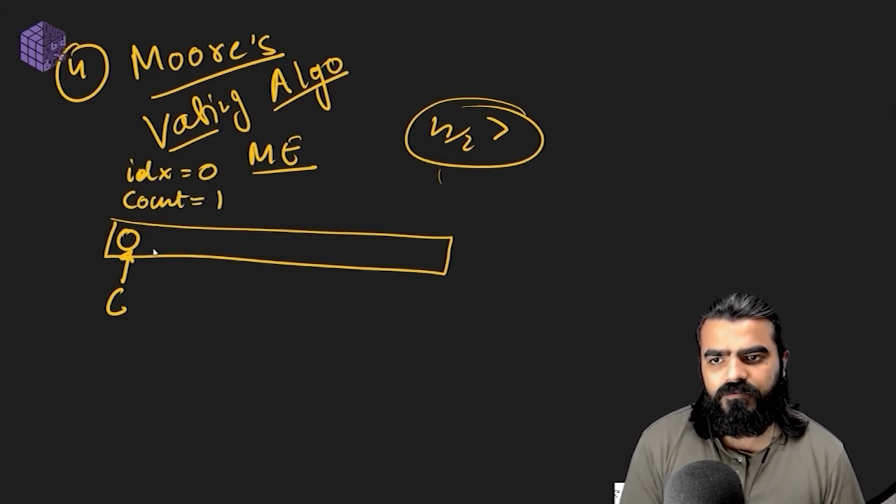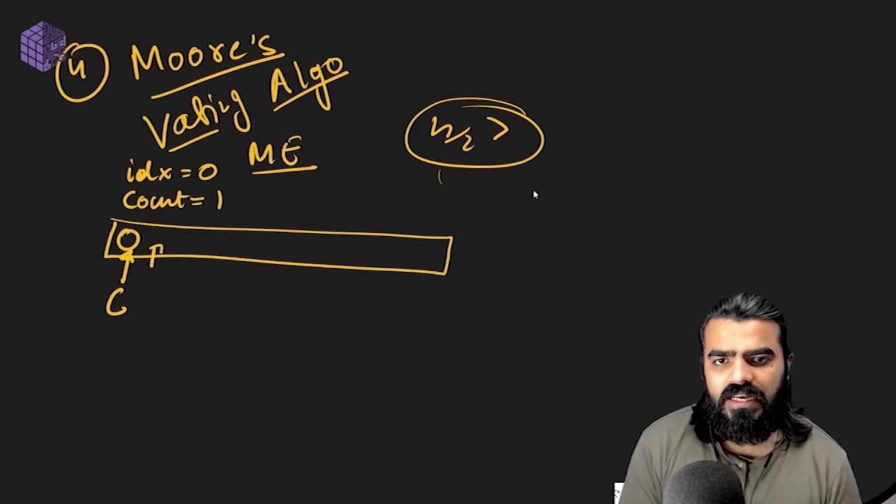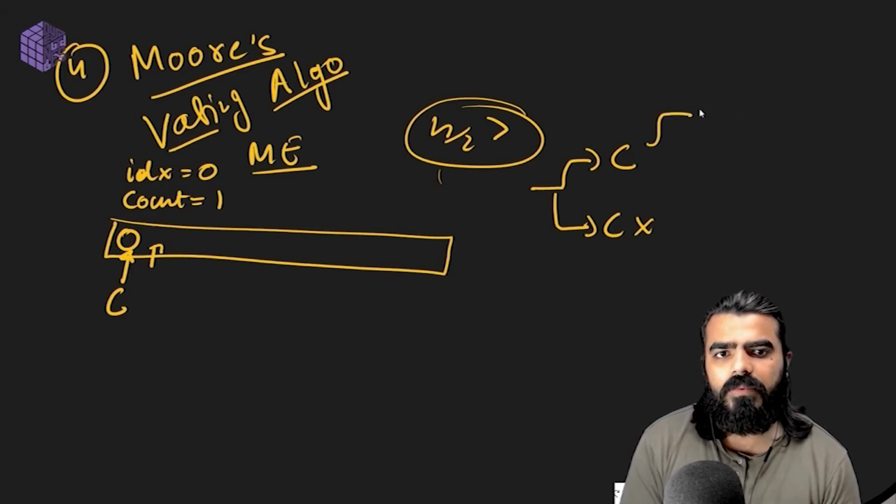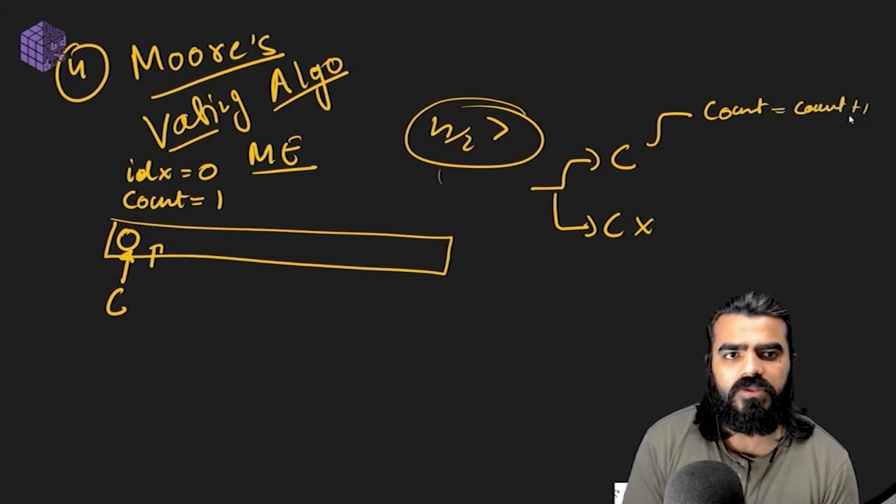Then we move forward and see what is the next element. The next element can be the same as the contender, or it can be something different, something which is not the contender. If it is the same as the contender, what we are going to do is the count increases. So count will become count plus 1, whatever the count is. And in the other case, the count will become count minus 1.